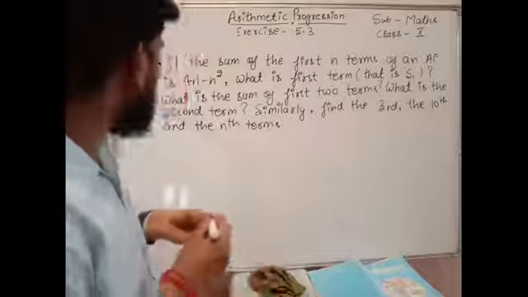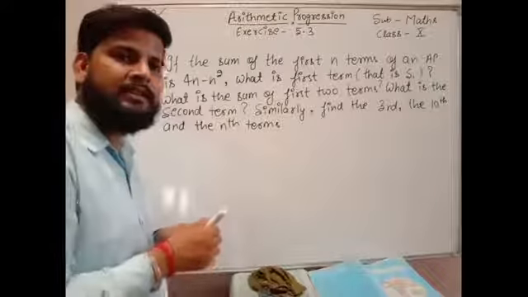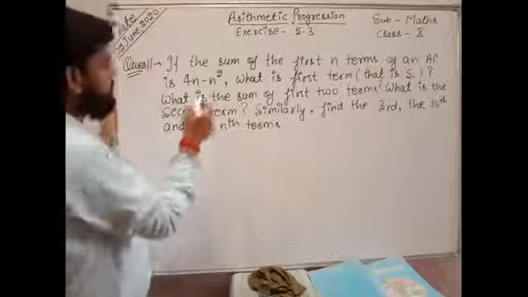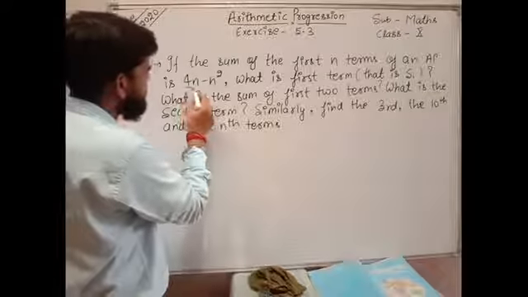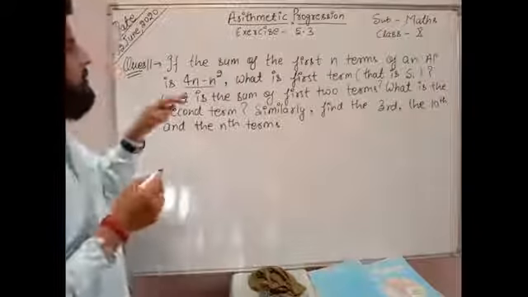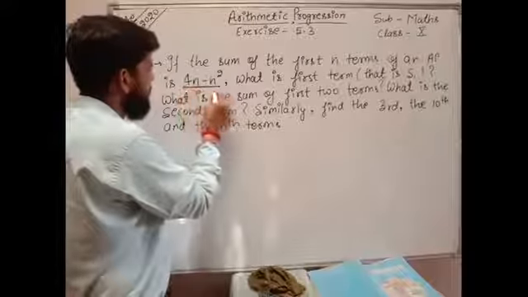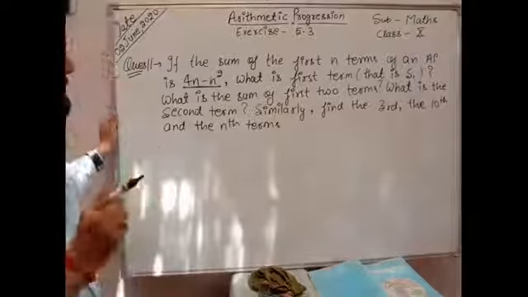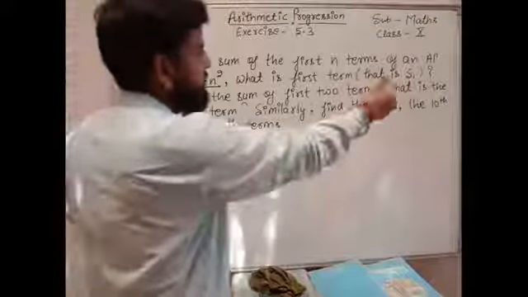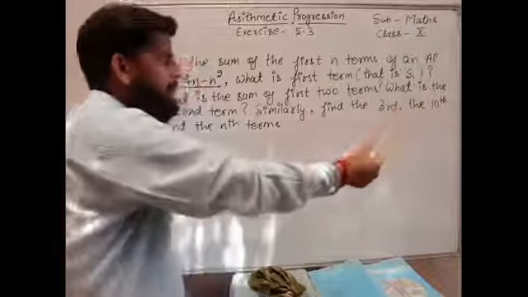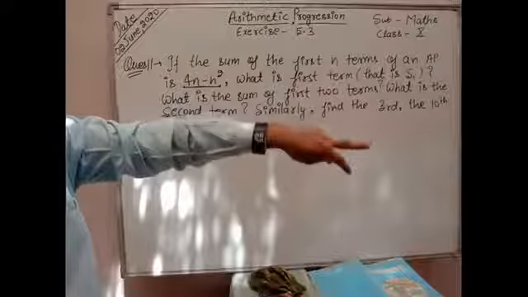Okay, so in the question, what it is saying is the sum of the first n terms is equal to 4n minus n square. Okay, this is the sum of the first n terms, and the first term is S1. Why is he saying the first term is S1?